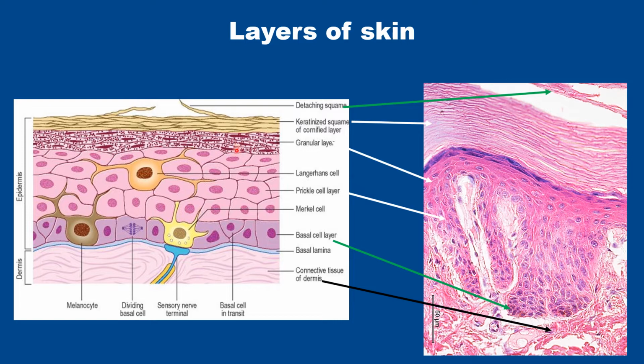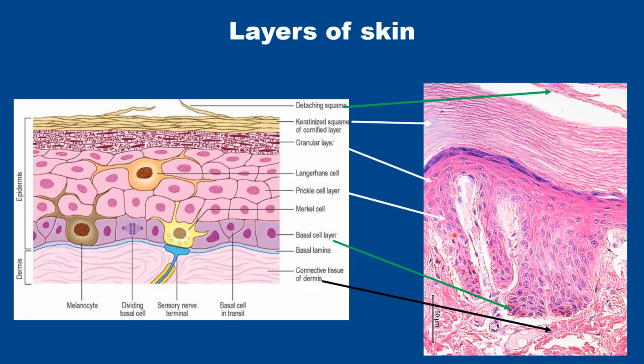The next layer is the prickle cell layer or stratum spinosum. Here also you can see stratum spinosum. We'll see great details in enlarged magnification of the same slide. There are lots of spine-like structures from the surface of these cells. That's why they are called stratum spinosum.